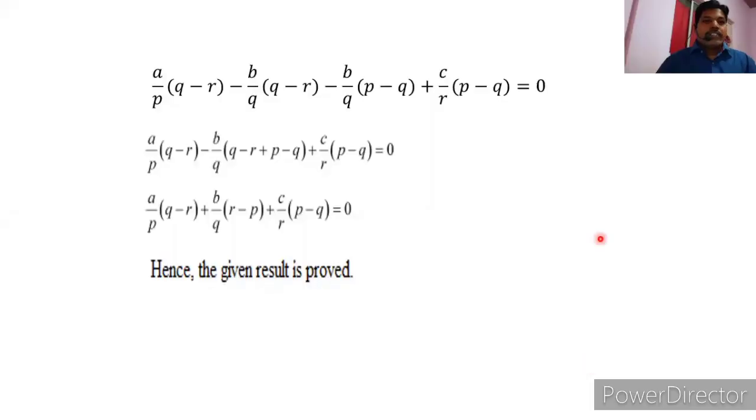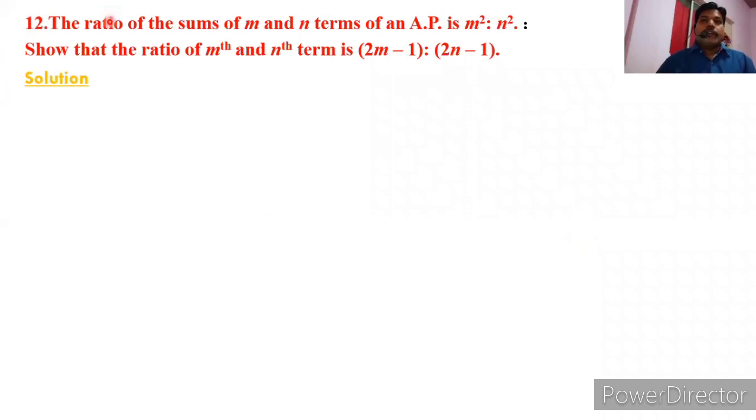See the question number 12. The ratio of the sum of m and n terms of an arithmetic progression is m square is to n square. Show that the ratio of the mth and nth terms is 2m minus 1 is to 2n minus 1. So they are given the ratio of the sum of m and n terms is m square is to n square. Then they are asking the ratio of the mth term and nth term is 2m minus 1 is to 2n minus 1. So here what I will take first.